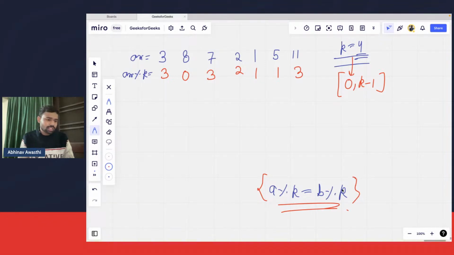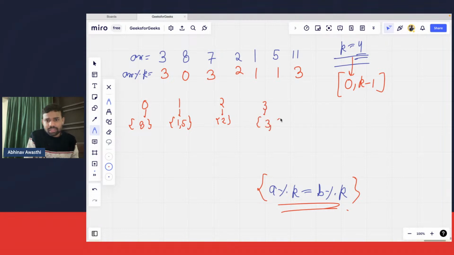Now, guys, what we can have? As I told you, we will have numbers with the same mod value taken in a separate group. If I talk about numbers with mod 0, there is only one number, which is 8. Numbers with mod 1 are 1 and 5. Numbers with mod 2 is only 2, and numbers with mod 3 are three numbers: 3, 7, and 11.